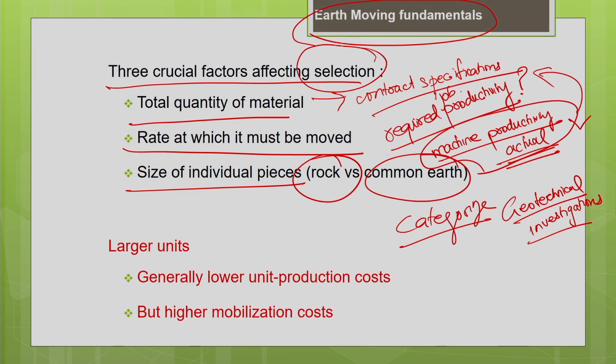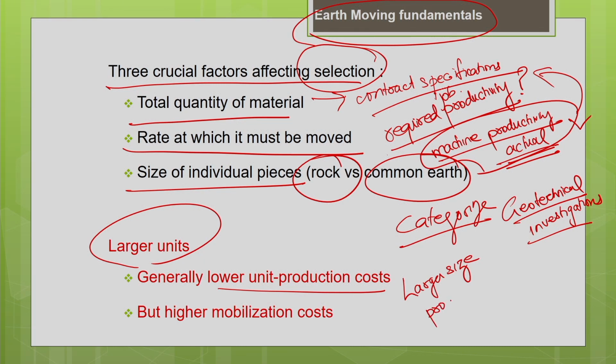Another important thing you need to have in mind is, if you go for larger units, larger equipment, you will have a better reduction in the unit production cost, because you know that the bigger the size of the machine, its production will be more. So the larger the size of the machine, the volume of production is going to be higher, so the unit production cost will also be lower.